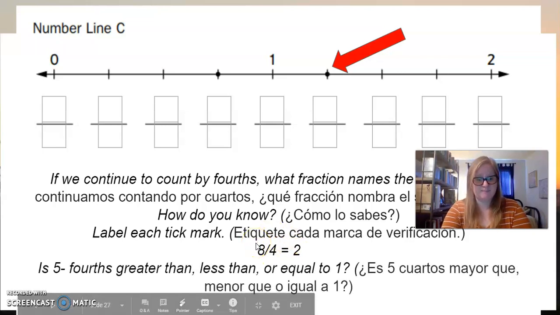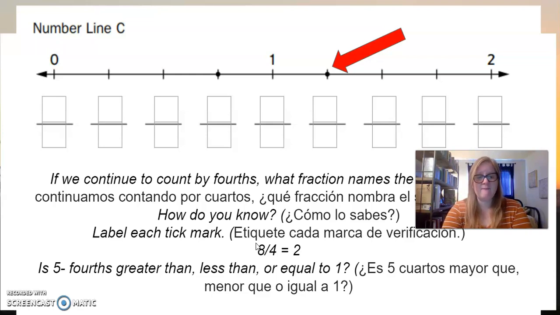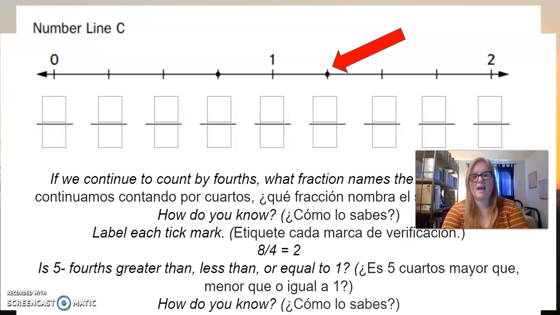They are related. Is 5/4 greater than, less than, or equal to 1? What do you think? Here's my 1. Is it greater than, or is it less than? On that side, it is greater than. How do I know? Because it is on the right side of our number line.